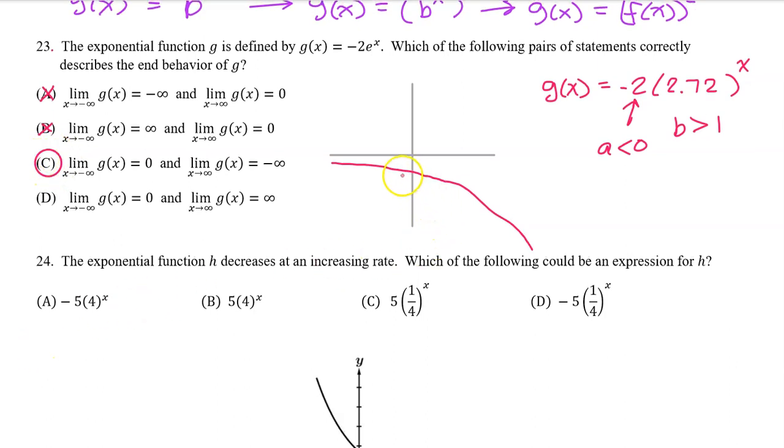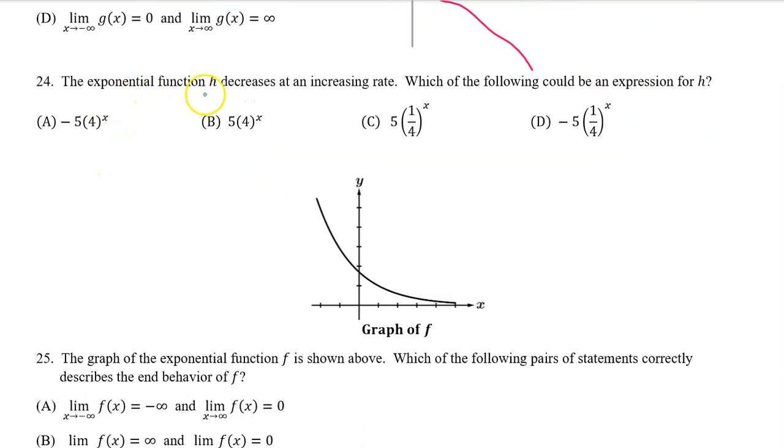Let me just mention that the College Board likes to say that as x approaches positive infinity, g of x decreases without bound. That's why the limit equals -infinity. 24. The exponential function h decreases at an increasing rate. Which of the following could be an expression for h?